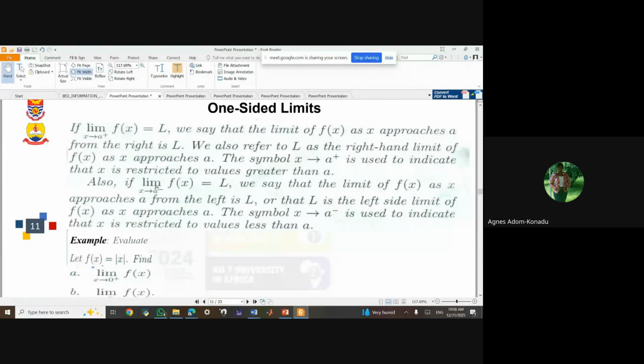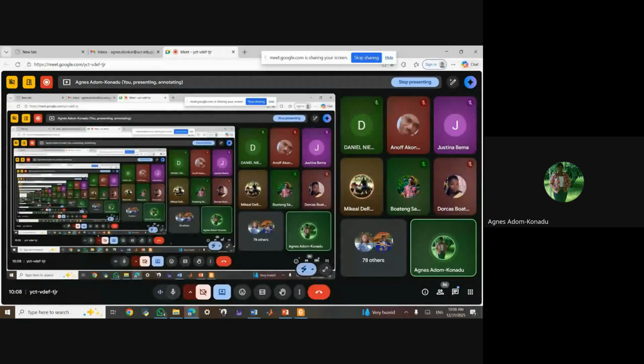Also, if we have the limit as x approaches a from the negative of f of x equal to L. See, I have to mute someone. Who is that?